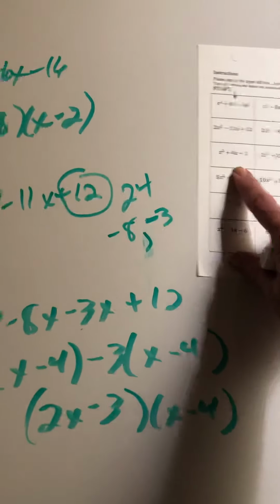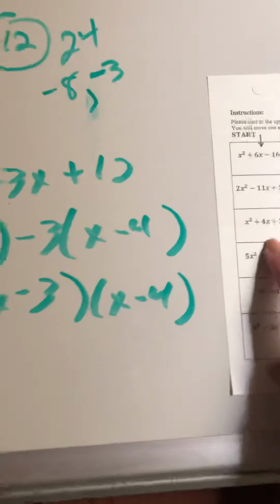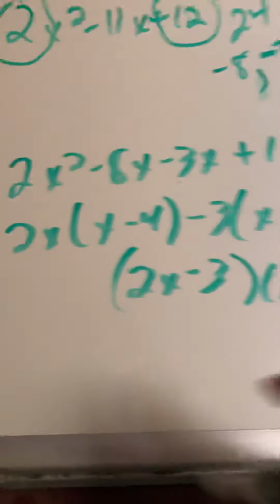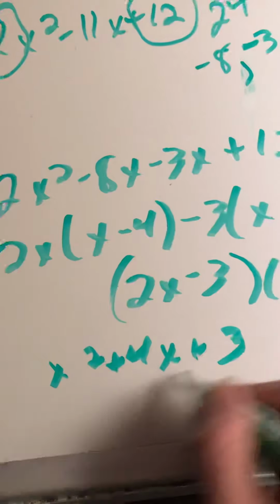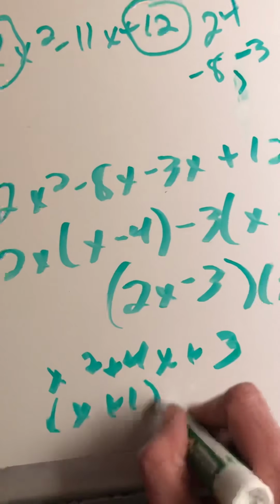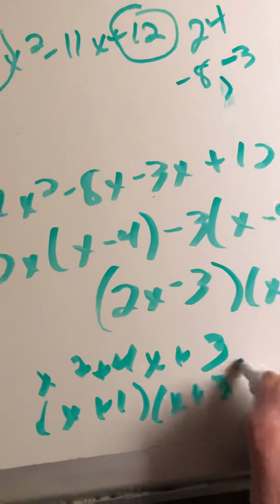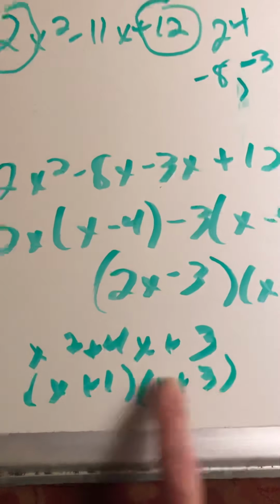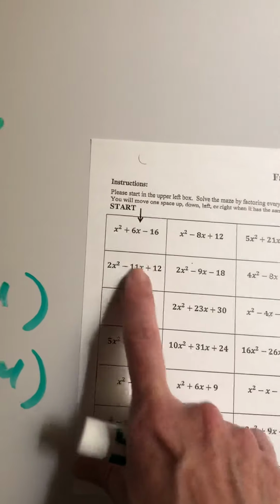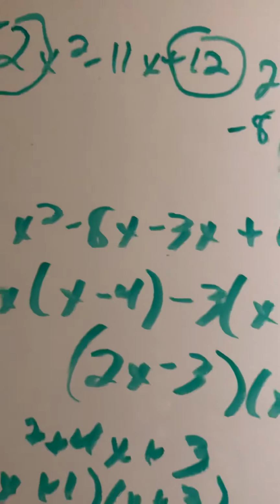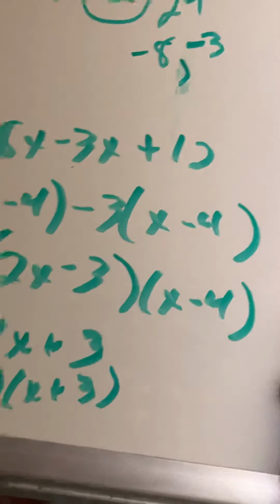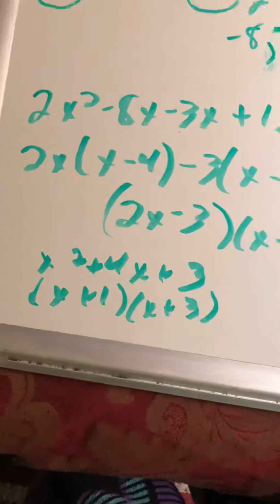Then let me do one more underneath it just to show. Let me do that x squared plus 4x plus 3. So that'd just be x plus 1, x plus 3, because the factors of 3 that give you 4 are 1 and 3. So again, that'll be written right there. So I've done the first 3 for you right here. I've done the first one, x plus 8, x minus 2. The second one, 2x minus 3, x minus 4. And then the last one, x plus 1, x plus 3.